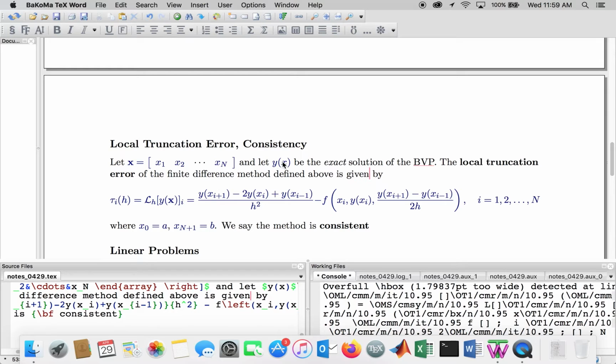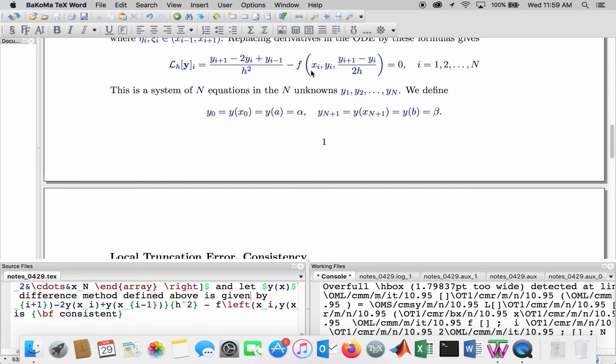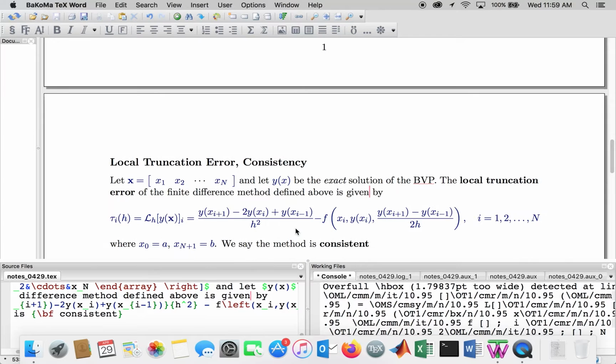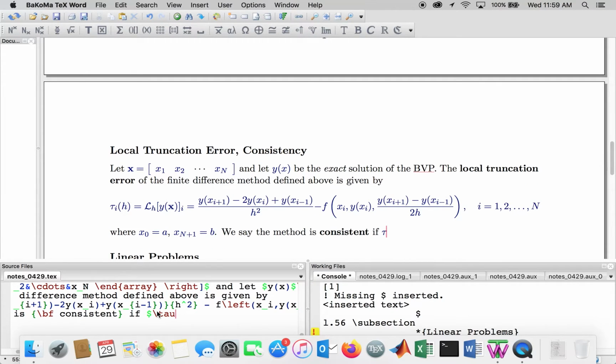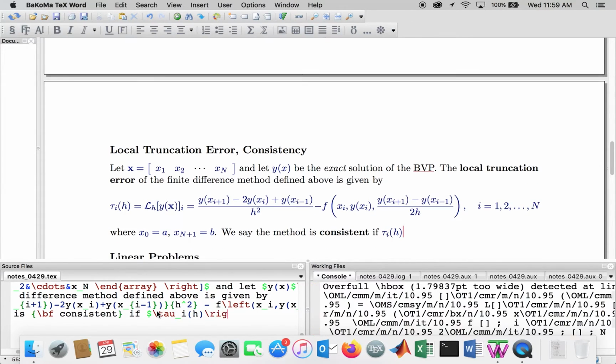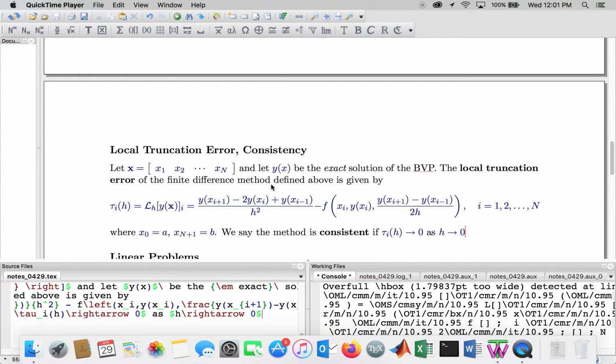Now, I want to emphasize what I described above right here. This is one choice of finite difference method. For this finite difference method, this is the local truncation error. Now, if I have a different finite difference method, if I substitute the exact solution into it, then I would have a local truncation error for that method. So the method is consistent if tau of h goes to 0 as h goes to 0.